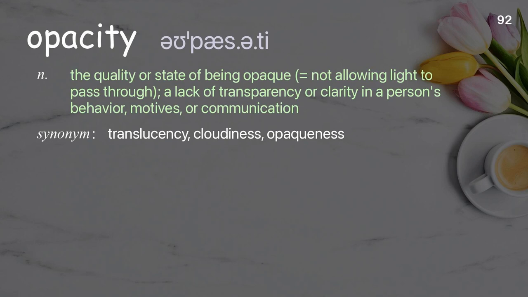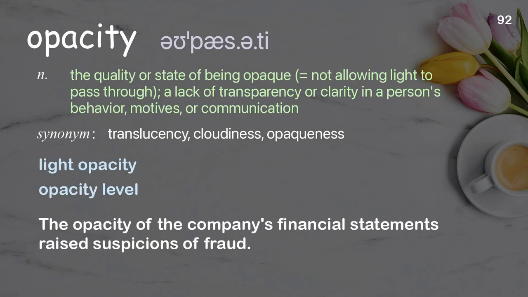Opacity: the quality or state of being opaque, not allowing light to pass through, a lack of transparency or clarity in a person's behavior, motives, or communication. Examples: light opacity, opacity level. The opacity of the company's financial statements raised suspicions of fraud.